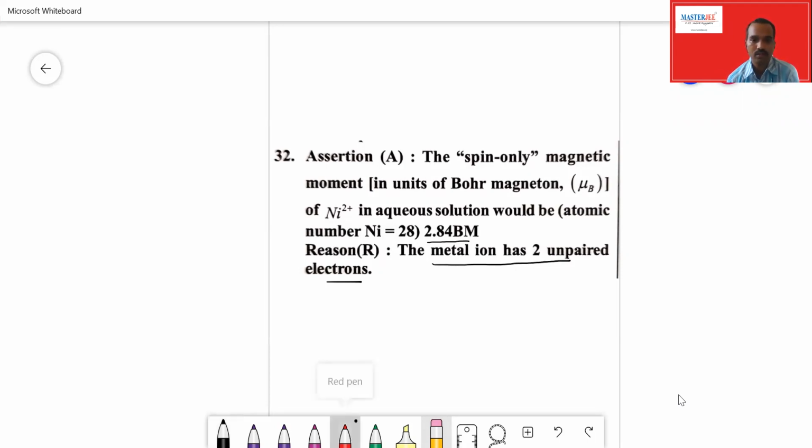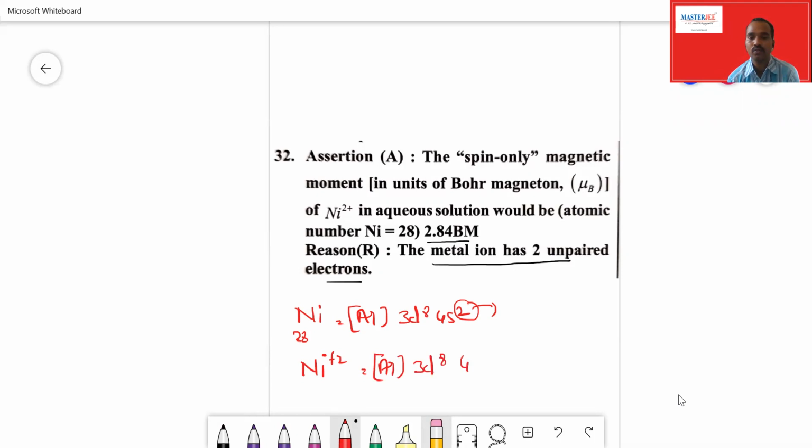Now see here, nickel, whose atomic number is 28, and its electronic configuration will be argon 3d8 4s2. So nickel is in the +2 state. Nickel is in +2, that means these 2 electrons will be lost, so it is equal to argon 3d8 4s0. 3d8 means see here 1 2 3 4, that means 1 2 3 4 5 6 7 8.